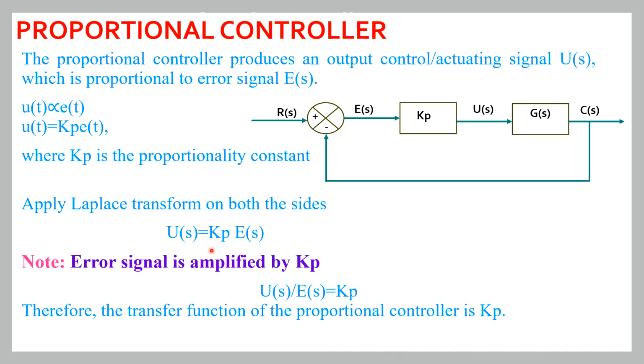It means we can also observe a point here. The proportional controller amplifies the error signal. It amplifies the error signal Kp times. It means the speed of tracking is increased with the help of proportional controller.